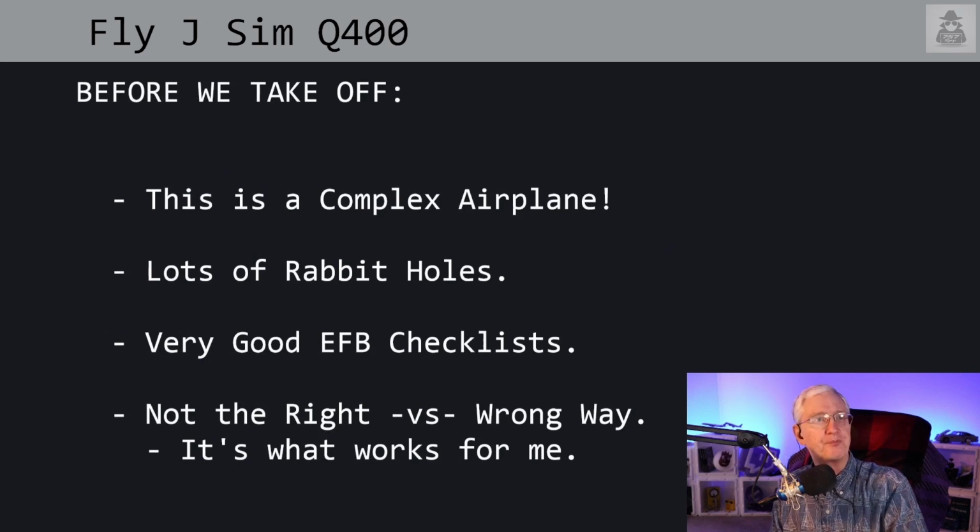Before we take off, this is a small airplane, but it's still pretty complex. There are a few rabbit holes to jump down here. The best part about this airplane, though, is the electronic flight bag checklists. This is going to probably be what saves me on this airplane, because it's going to remind me of all the things that you've got to do. Hopefully, I just go in the right direction.